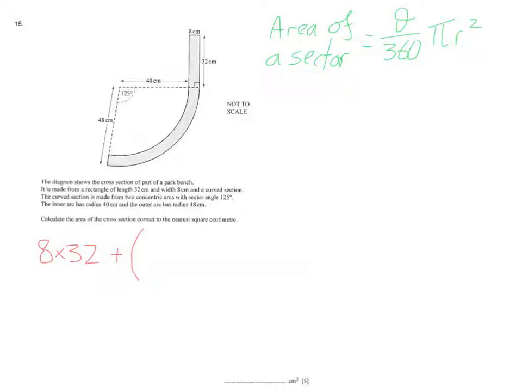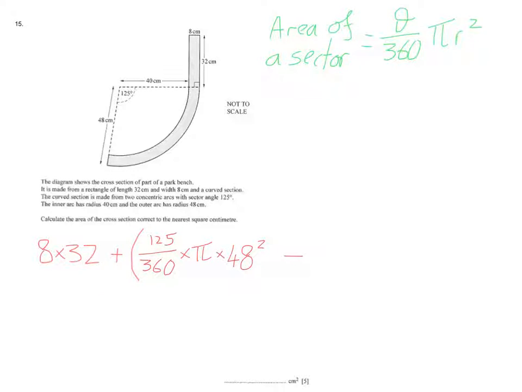So 125 3/60ths. I want to do this big one first. 125 3/60ths multiplied by pi r squared. Then not r squared. The radius of the larger section is 48, so it's going to be big.